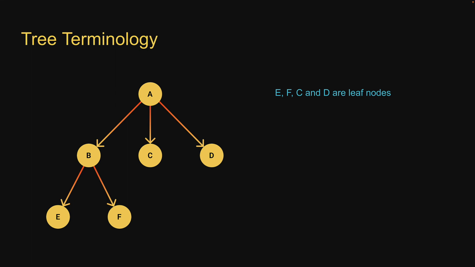Nodes with the same parent are called siblings. B, C, and D are siblings. E and F are siblings as well. Nodes may also have ancestor nodes such as parent's parent. Node A is an ancestor of node E.